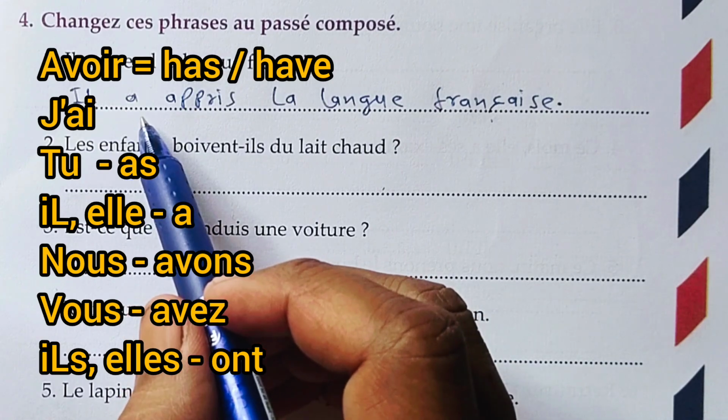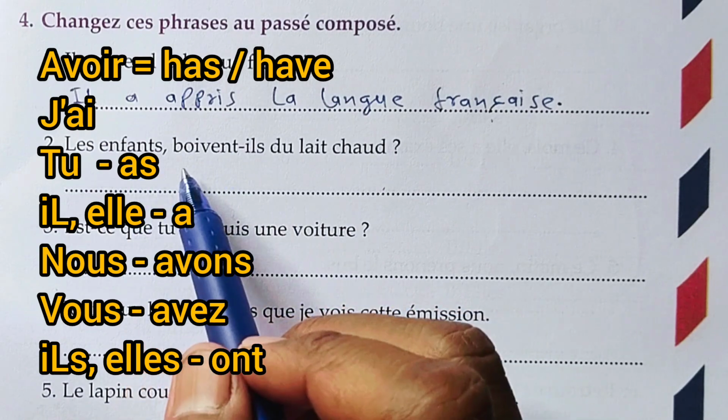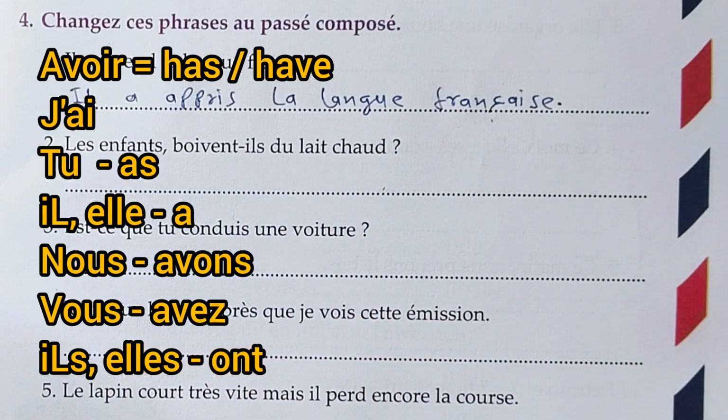J'ai, it means I have; tu as, you have; il, elle a, he has, she has; nous avons, we have; vous avez, you have; and then ils, elles ont, they have. Okay, so this is the conjugation for the verb avoir. Now let's come to the next sentence.